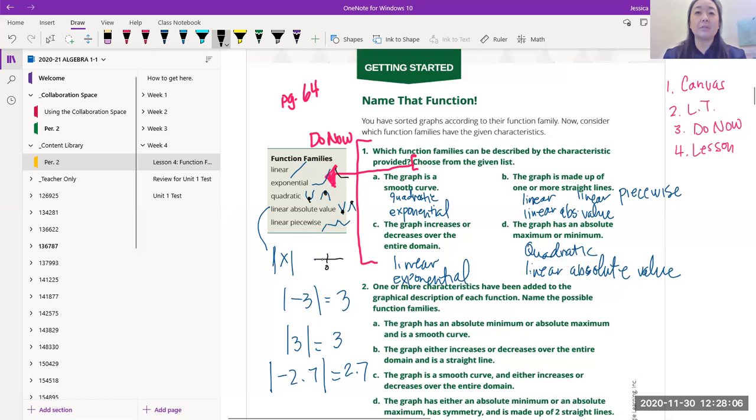So if this is 0, here's 1, 2, 3. So there's -3. How far is -3? If this is -3's house, how many blocks do we have to go to get to 0's house? 3. You don't say -3. Distance is always positive, right? So that's why absolute values are always positive. And so that's why it's 3.